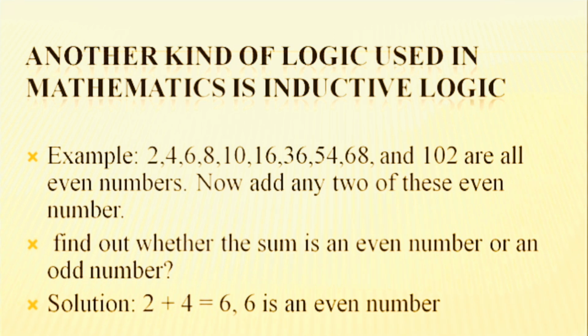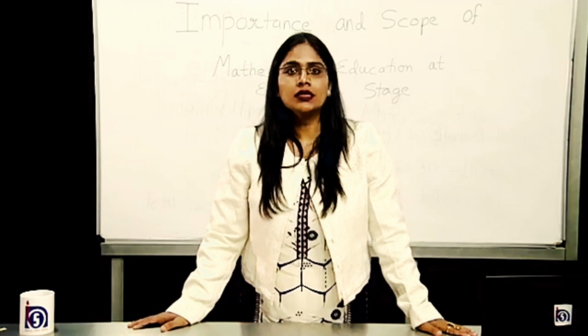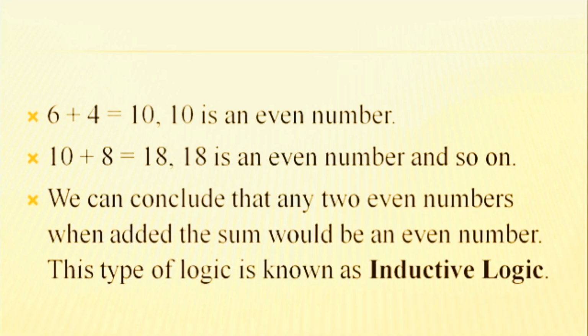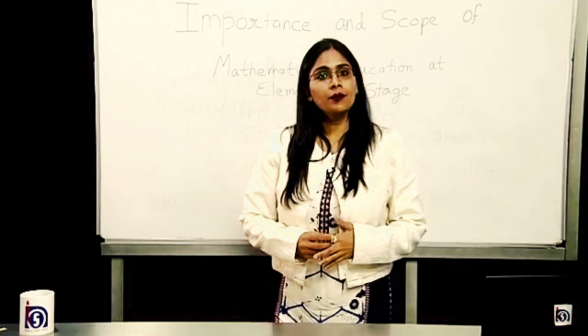2 plus 4 equals 6 and 6 is an even number. 6 plus 4 equals 10, again 10 is an even number. 10 plus 8 equals 18, 18 is an even number and so on. We can conclude that any two even numbers when added, the sum would be an even number. This type of logic is known as inductive logic. Next is mathematics is symbolic.